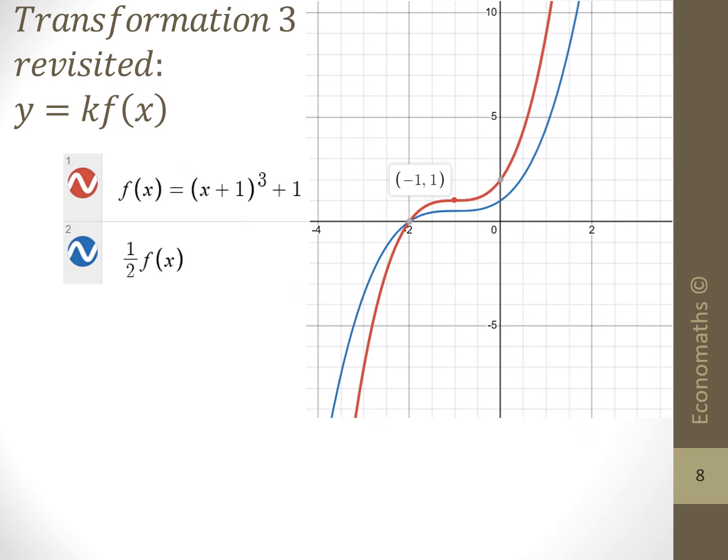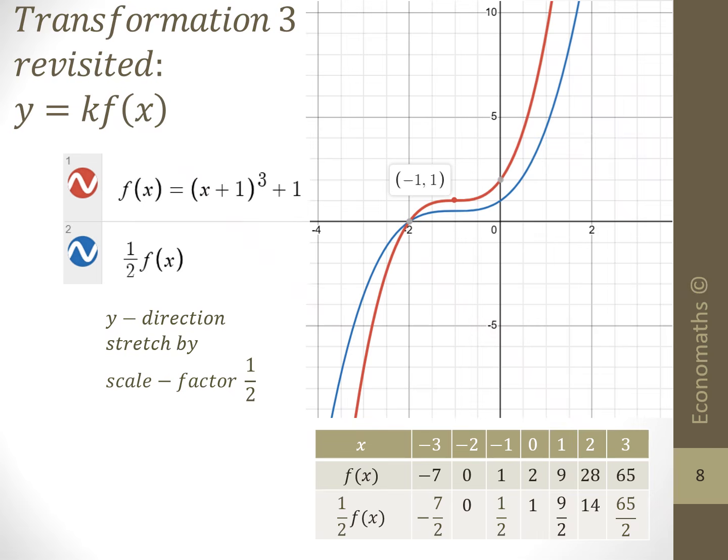And if we look at this new cubic, going from (x + 1) cubed plus 1, our red curve, it's being stretched by a factor of half in the y direction. So again, looking at some specific points, where we had the point (1, 10), that point is going to be stretched by a factor of half to the point (1, 5). So it's the y value that's being halved.